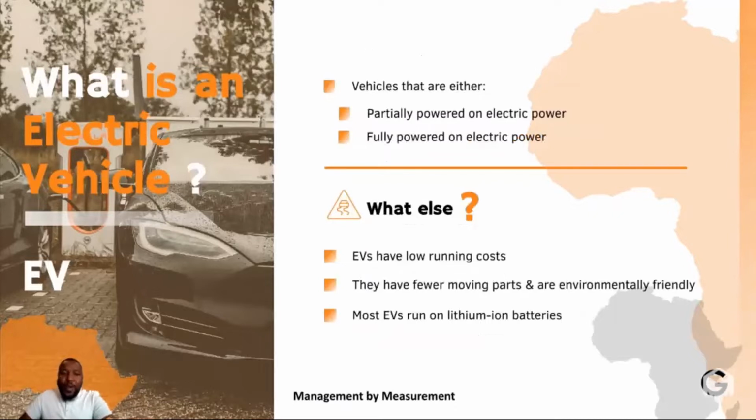So what is an EV, which is one of the basic questions that we have. An electric vehicle is basically a vehicle that is partially powered by electricity or by a fuel combustion engine. And in most cases, this is where we see that EVs have low running costs, right? They have fewer moving parts. And when we're describing the part that EVs have fewer moving parts, this is one of the advantages of EVs and why fleets need to go the direction of EVs.